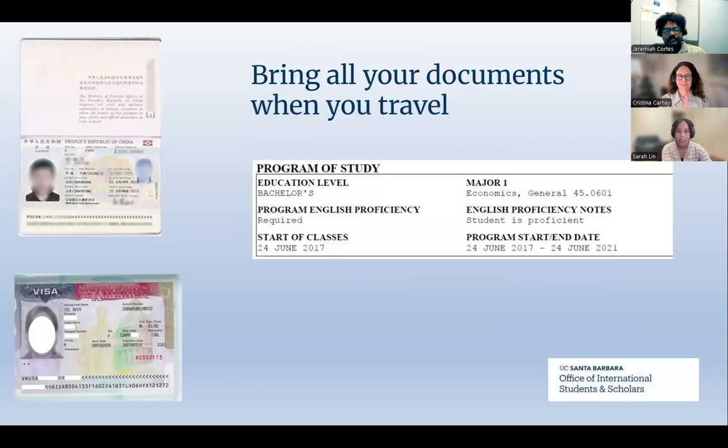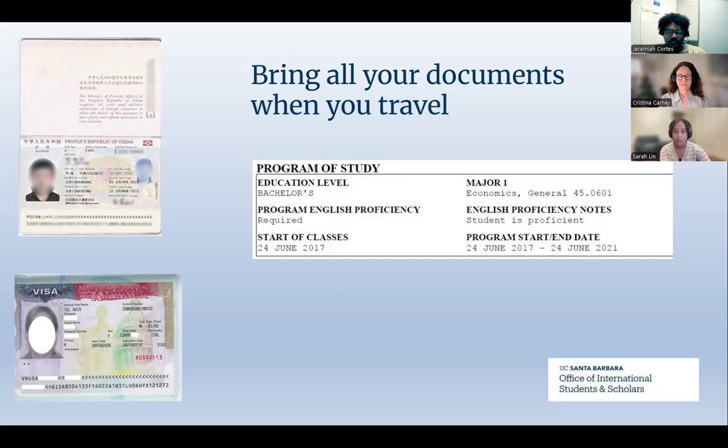So first things first, you just want to make sure that you have all the documents you need prior to traveling. The first one is your passport. You want to make sure that you have at least 6 months left before that expiration date. Secondly, you want to check your visa, that F or J visa, and make sure that that expiration date has not lapsed. If it has, prior to re-entering the US, you will need to get a new visa.